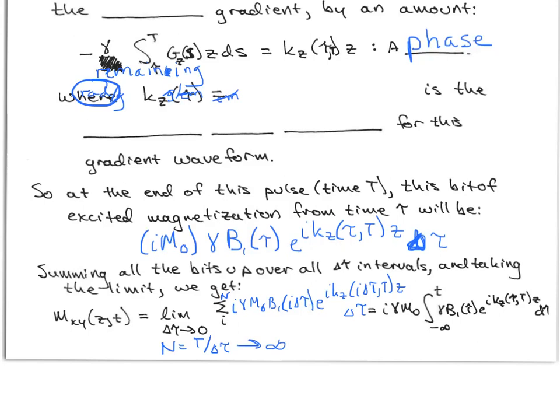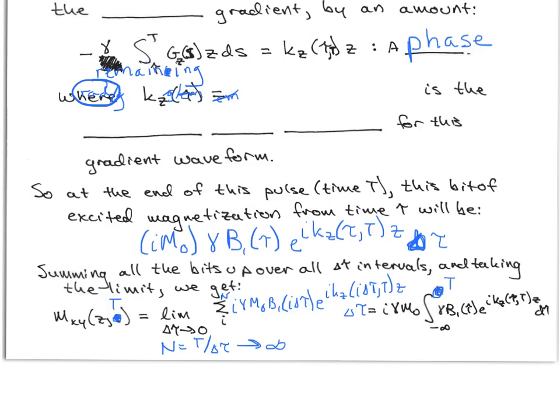And this guy then, if you take the limit as delta tau goes to 0, you're going to get the following thing. You're going to get that the magnetization produced, at the end of time, which is capital T, and I should also change that.